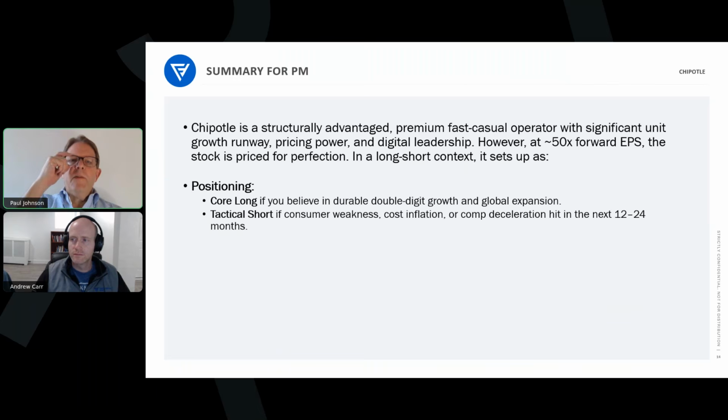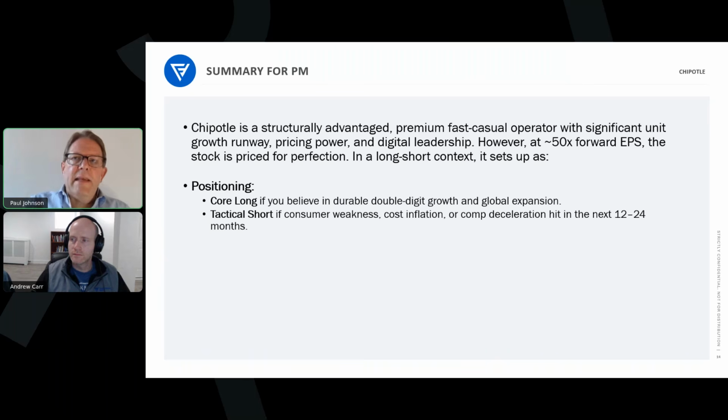All right, and then summary for the PM. I'm not going to send this to my PM, but I'm just curious. Chipotle is structurally advantaged. I generally agree. Premium fast casual for sure, with significant unit growth runway. That's the thesis, by the way, that's what we're going to come to. Pricing power to some degree, digital leadership. However, now that the PE is wrong, but fine. The stock is priced for perfection. Was priced for perfection. Remember, it's down a third. All right, so positioning: core long if you believe in durable double-digit growth and global expansion. That's not a bad statement. I think that's sort of true.